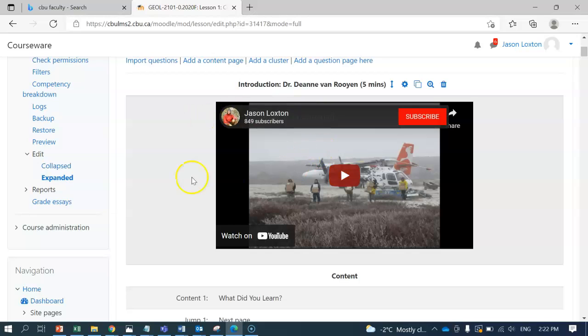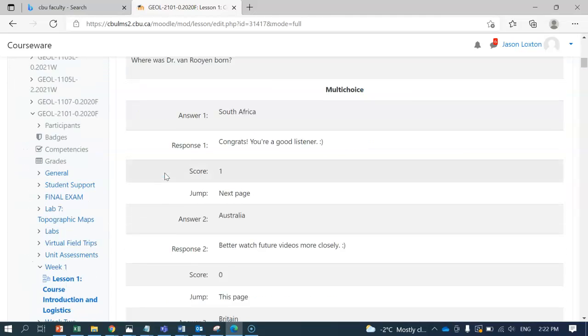And so it starts off with an introduction from my colleague, Dr. Van Royen, where she goes through who she is as a human being, how she got into geology, etc. Just a moment to humanize the instructor, to help break down those barriers and to engage the students right from the beginning. From there, we move into logistics.